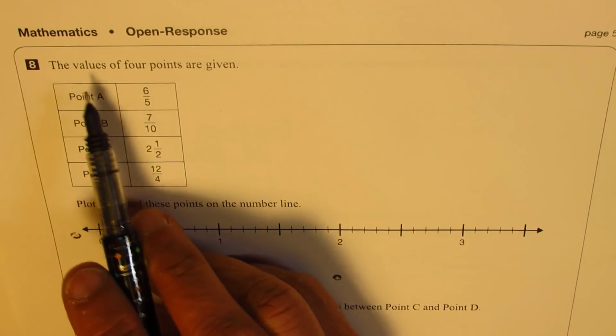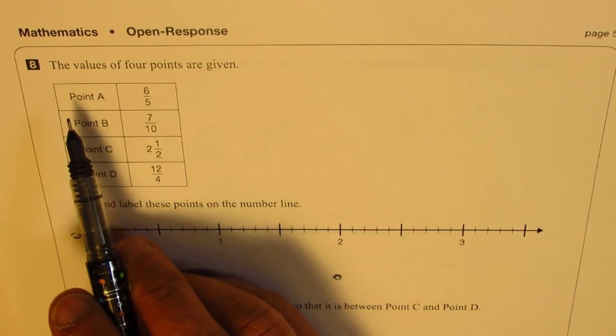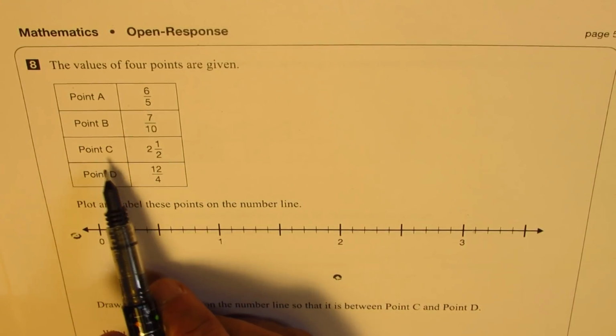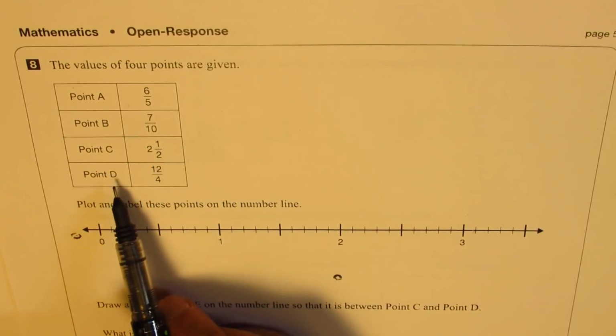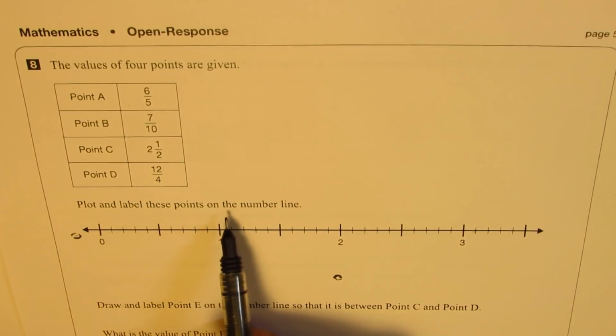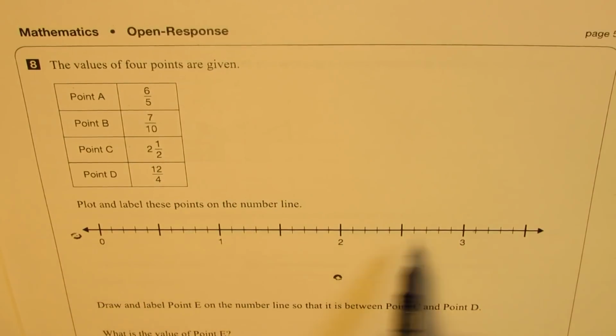Question 8 is, the values of 4 points are given. Point A, 6 over 5. Point B, 7 over 10. Point C, 2.5. Point D is 12 over 4. Plot and label these points on the number line. So that is the first part.